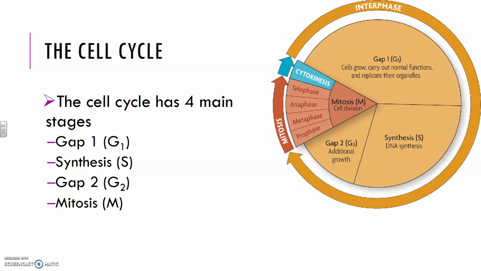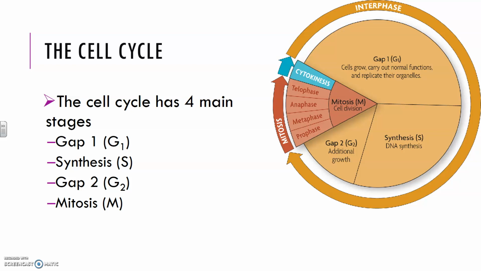So here you've got interphase. It really can be split from those four phases. It can actually be grouped into two main stages. You've got interphase, which includes both gap 1, synthesis, and gap 2. And then you also have mitosis, which is the actual cell division stage.